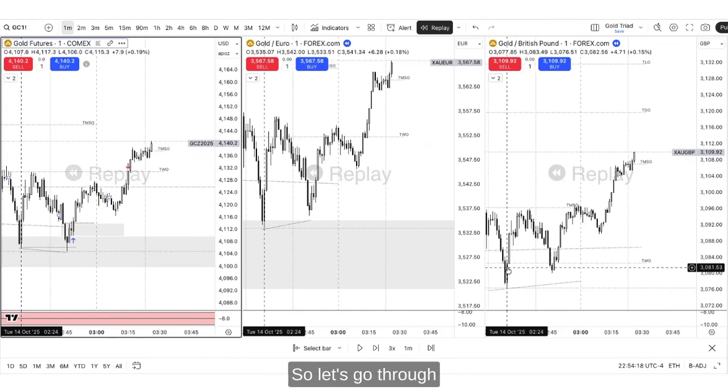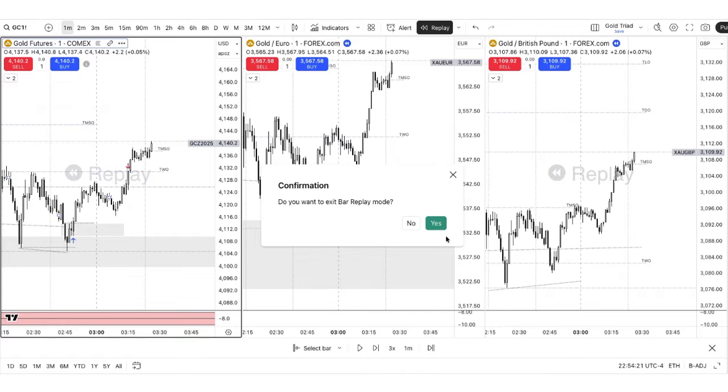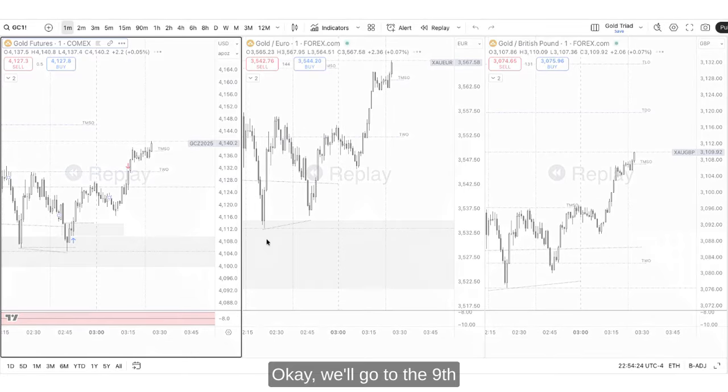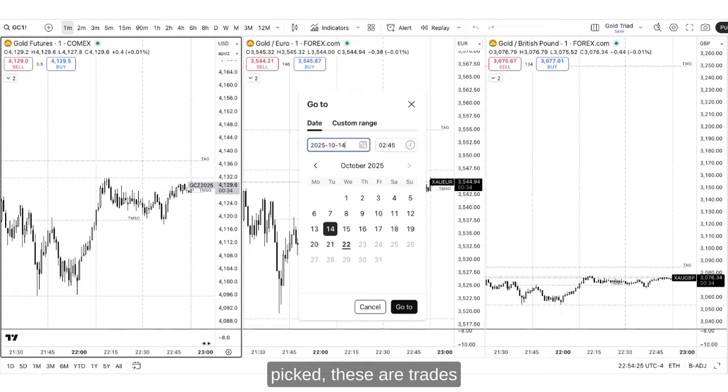So let's go through another example. Okay, we'll go to the 9th. And these aren't cherry picked. These are trades that I took myself.